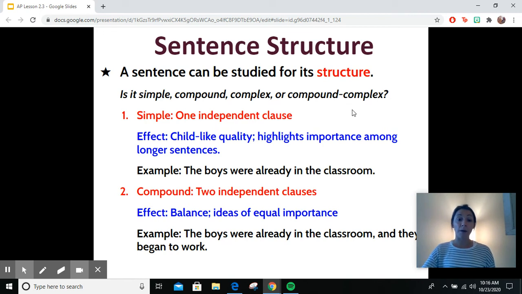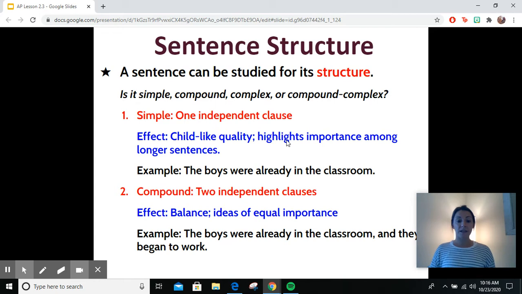Is it simple, compound, complex, or compound complex? So I've given you some examples, the definition, and effect, which is important for us in AP. A simple sentence has one independent clause. The effect: it has a very childlike quality and highlights importance among long sentences. Example: the boys were already in the classroom. There's only one independent clause there.